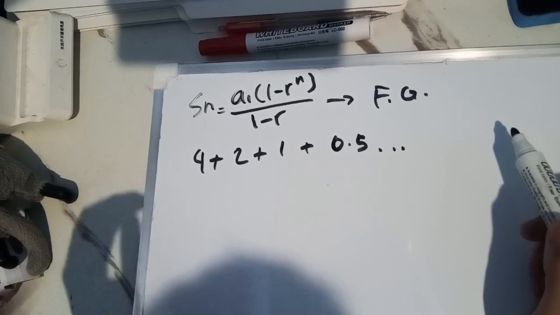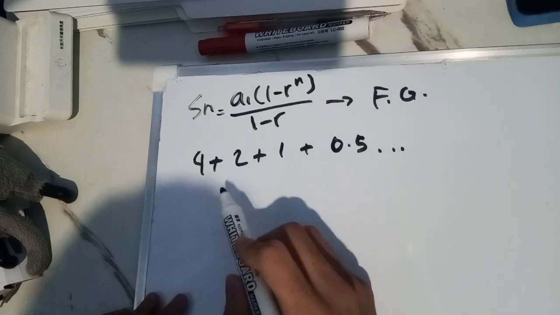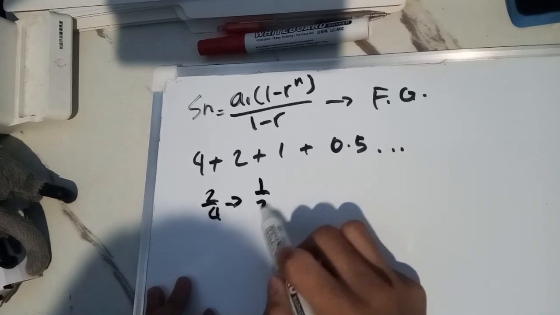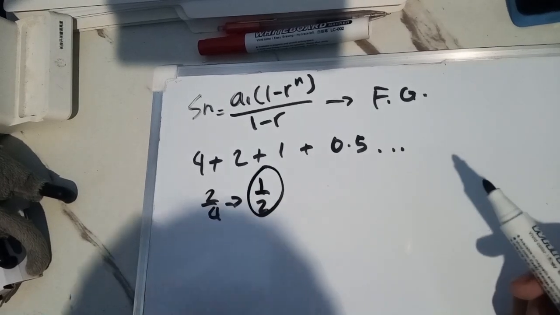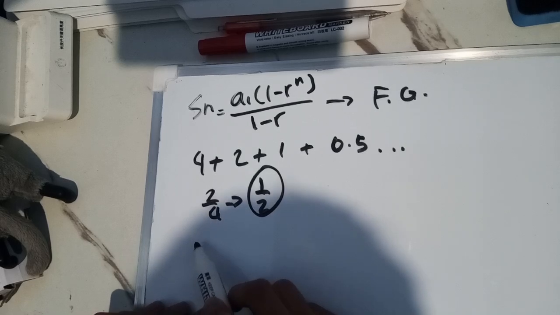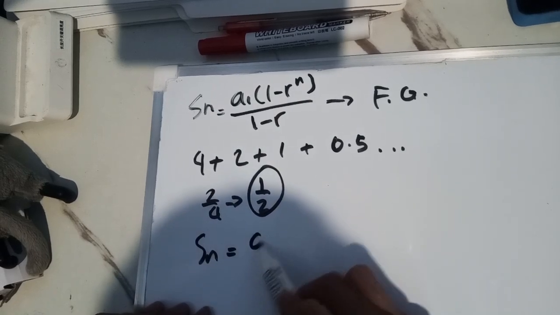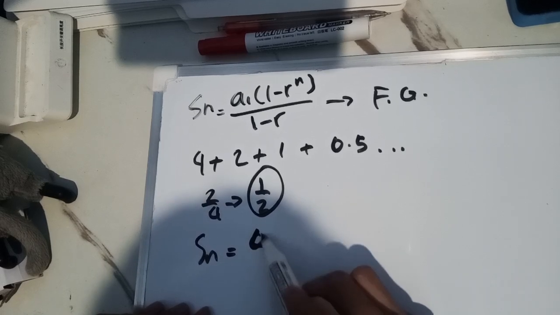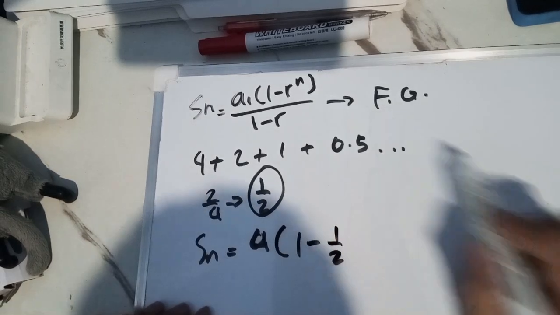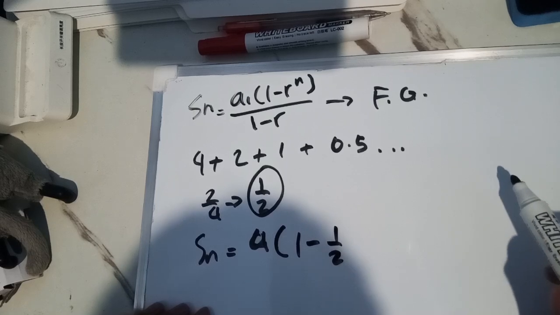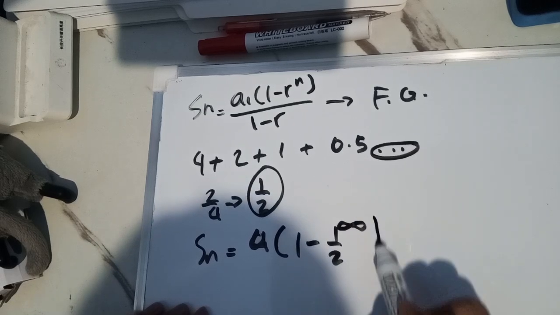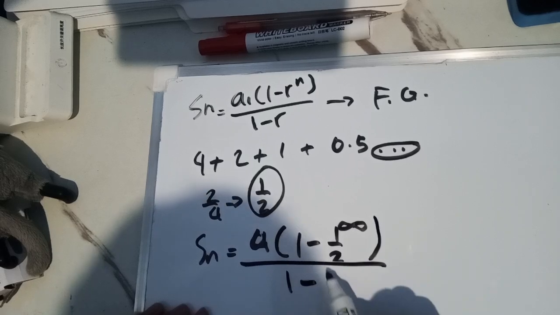So what we're going to do? Our r here is 2 over 4, or 1 half. This is our common ratio. If we input this in our formula, Sn equals a1, which is 4, times 1 minus r, which is 1 half, raised to n. Our n is infinity since we have these ellipses. So, 1 half raised to infinity over 1 minus 1 half.